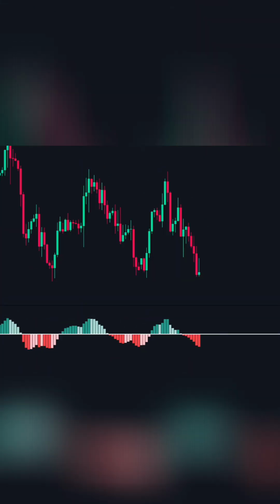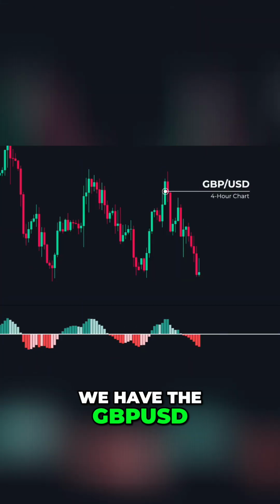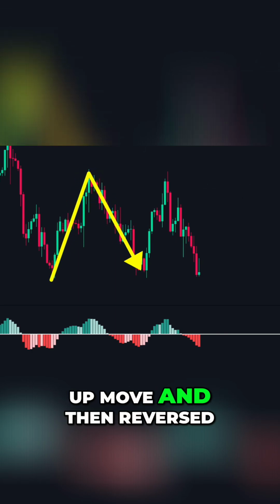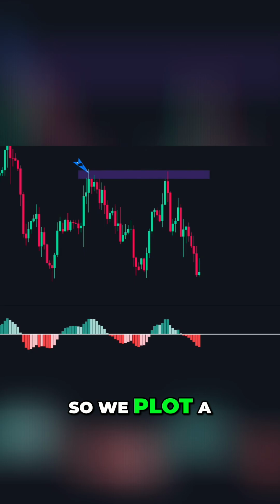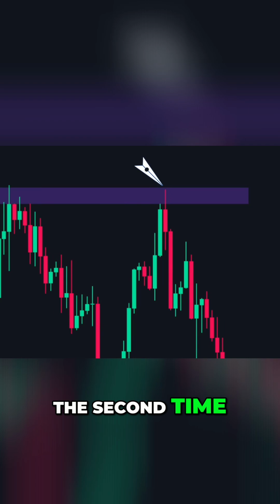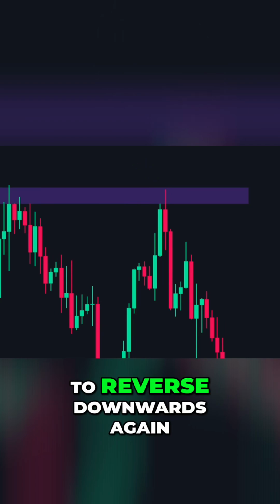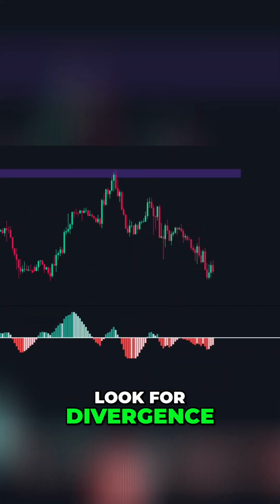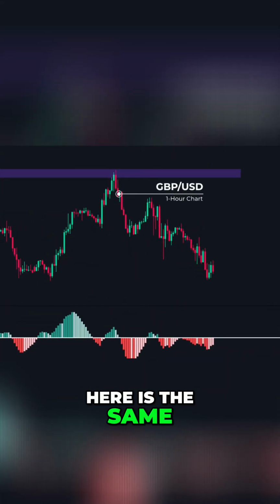Here is an example. We have the GBP-USD pair on the 4-hour chart. The price made an up move and then reversed, so we plot a level of resistance here. When the price arrives near the resistance for the second time, we expect the price to reverse downwards again. So, we switch to a 1-hour chart to look for divergence. Here is the same price action on a 1-hour chart.